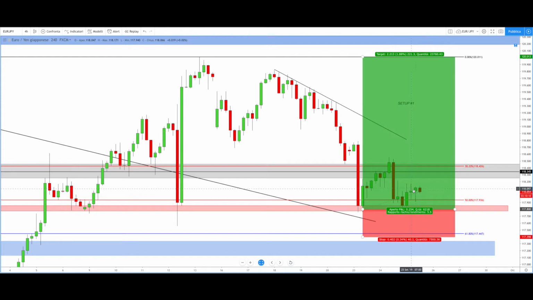For now, guys, look carefully at the price action between this key level and this slowdown area. Try to understand if the price will find the strength for a new bullish phase or will start a deeper correction.